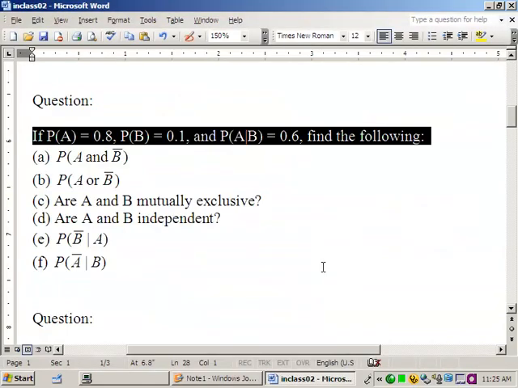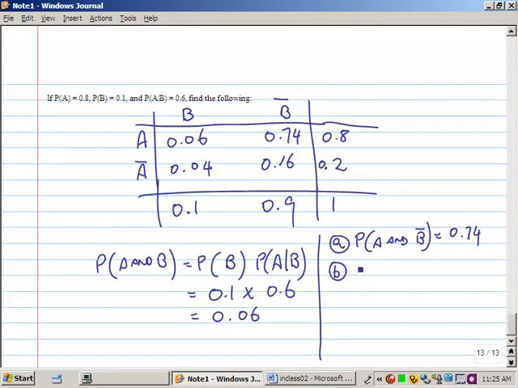Part B, A or B bar. Alright. Hadn't seen that variety in the previous problem. This is from the addition rule. Probability of A or B will be the probability of A plus probability of B, but since we've got probability of A or B bar, there will be plus the probability of B bar minus the joint probability of A and B bar. Okay.